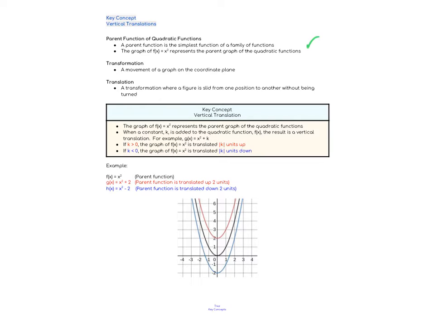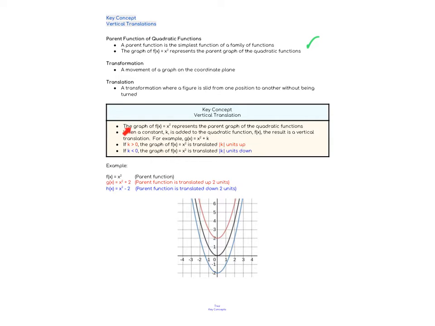So first, parent function of a quadratic function. A parent function is the simplest function of a family of functions. The graph of f of x equals x squared represents the parent graph of the quadratic functions. A transformation is a movement of a graph on the coordinate plane, and a translation is a transformation where a figure is slid from one position to another without being turned. So let's take a look at vertical translations.